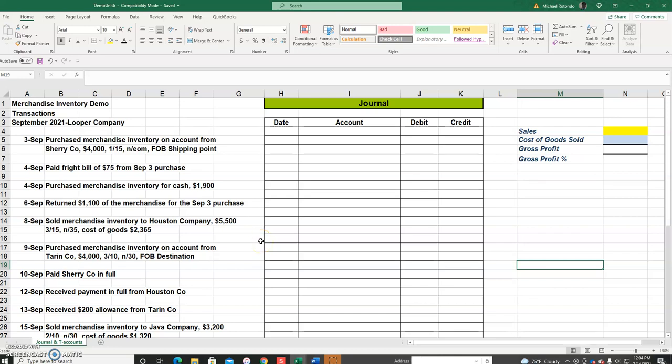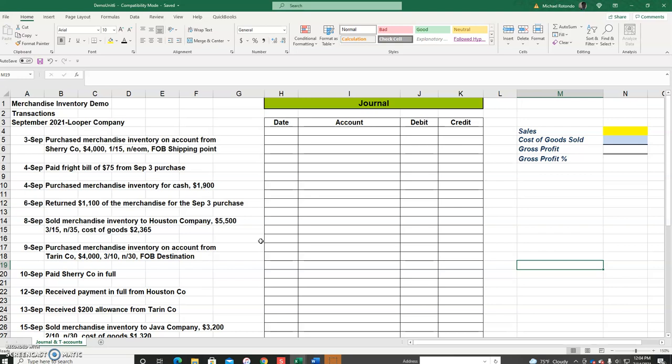So today we're going to look at transactions for a merchandising company, and you read about that in Chapter 6 of the textbook. What we have to remember with merchandising companies is that we have an additional expense, cost of goods sold. We also have sales revenue instead of service revenue. So we have to make sure that we record all of that properly.